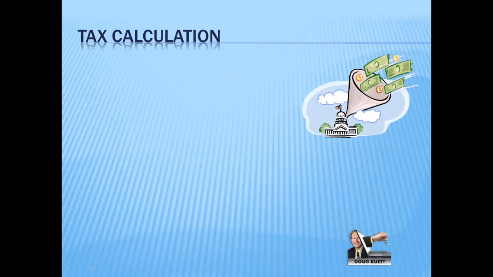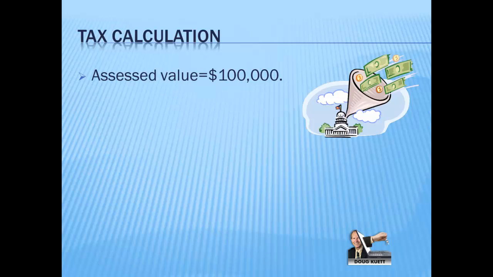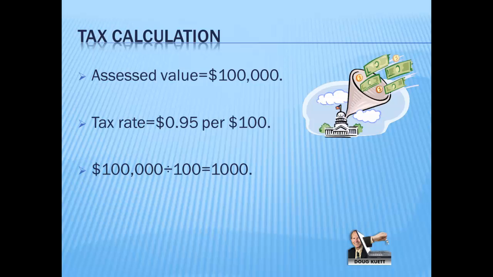So how are taxes calculated? In our example, let's use simple numbers. Let's assume your city assessed your property value at $100,000, and let's assume your city's tax rate is 95 cents per 100 of the assessed value. We divide 100,000 by 100 to find out how many hundreds in 100,000. Well, of course, there are 1,000. So then we multiply the 1,000 by our tax rate of 95 cents. This gives us our annual tax bill of $950.